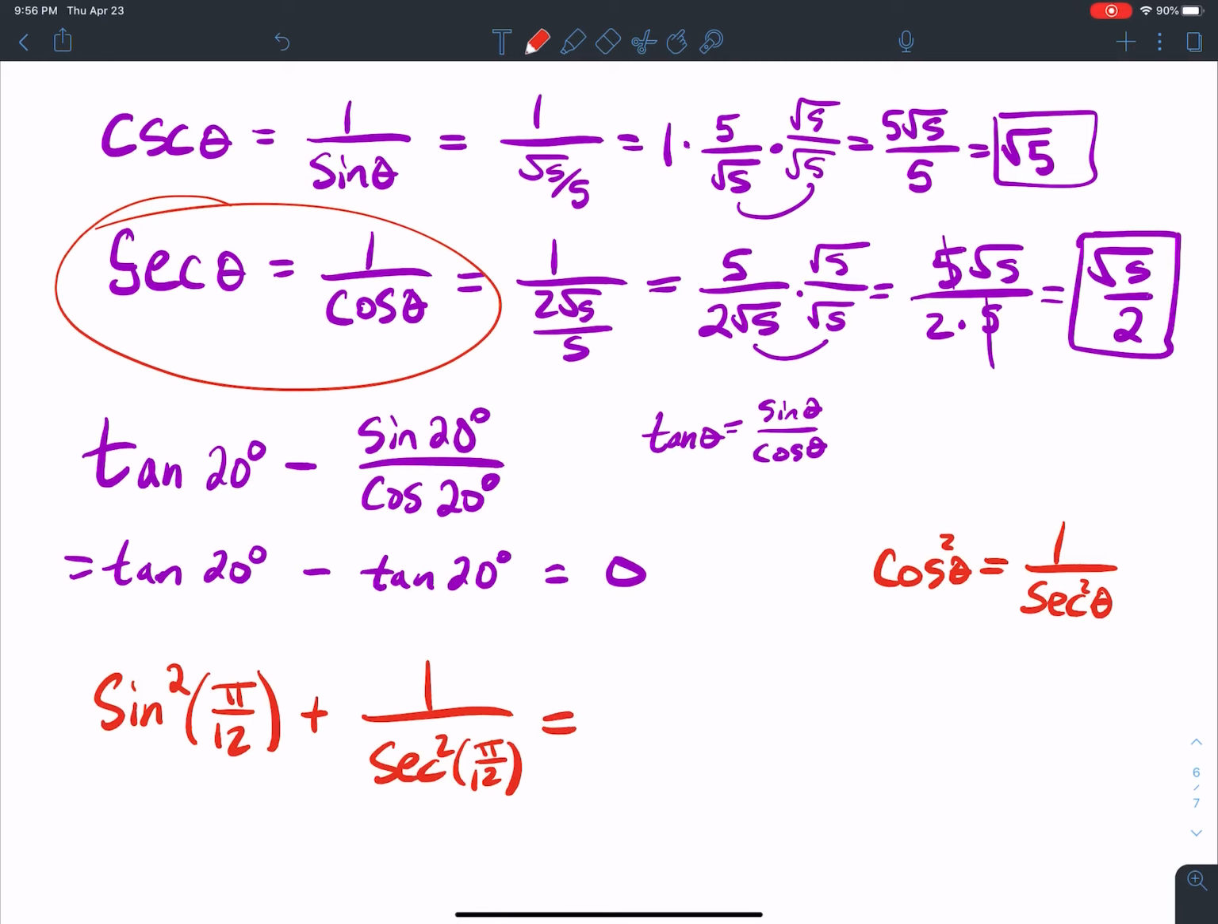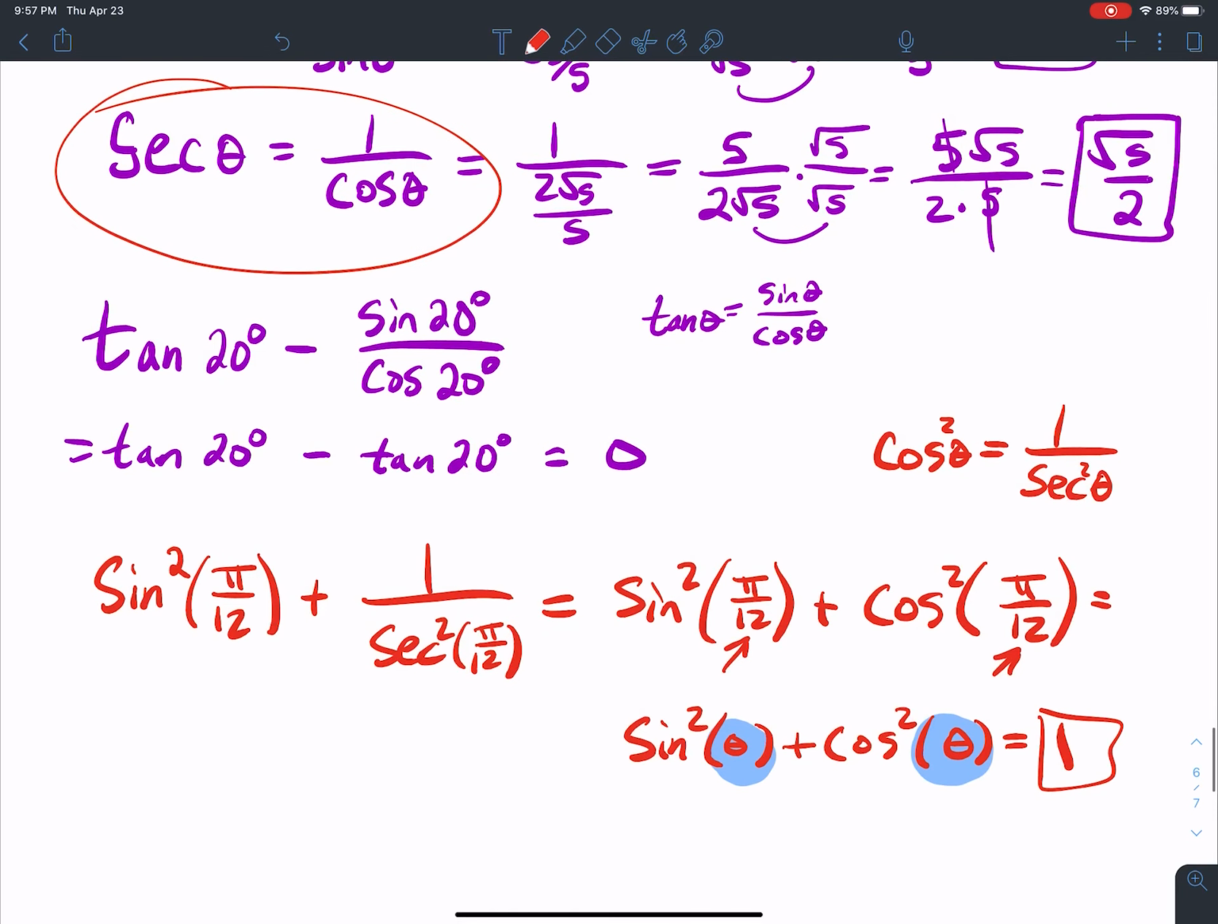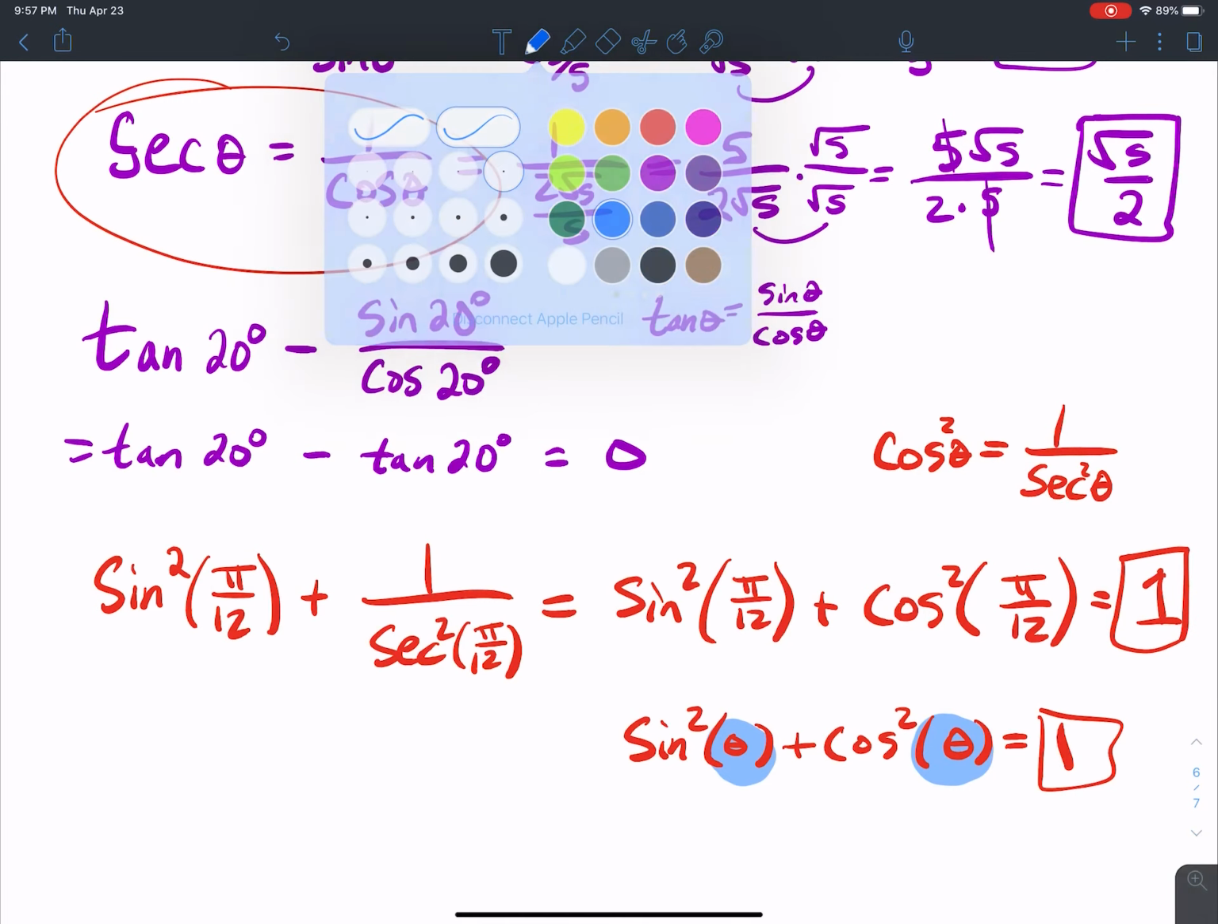So this is really sine squared of the angle plus cosine squared of the angle, the same angle. Well, what do I know? Well, I know from my identity that sine squared theta plus cosine squared theta equals 1. No matter what theta is, this is equal to 1. So I don't care if this is pi over 12 or 2 pi or whatever it is, this is still going to equal 1. Okay?